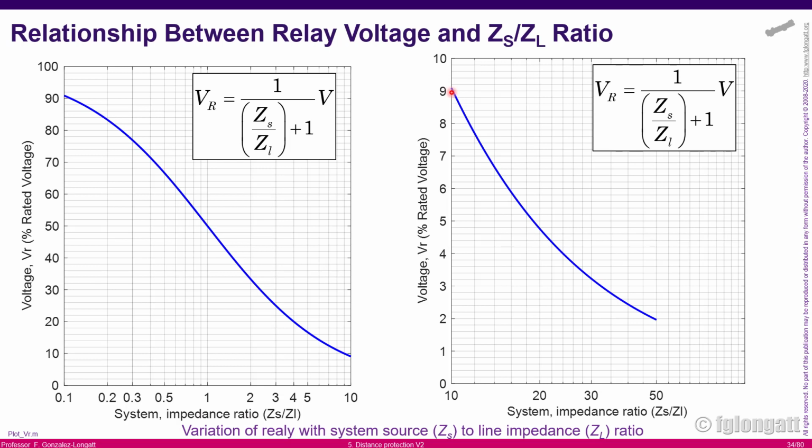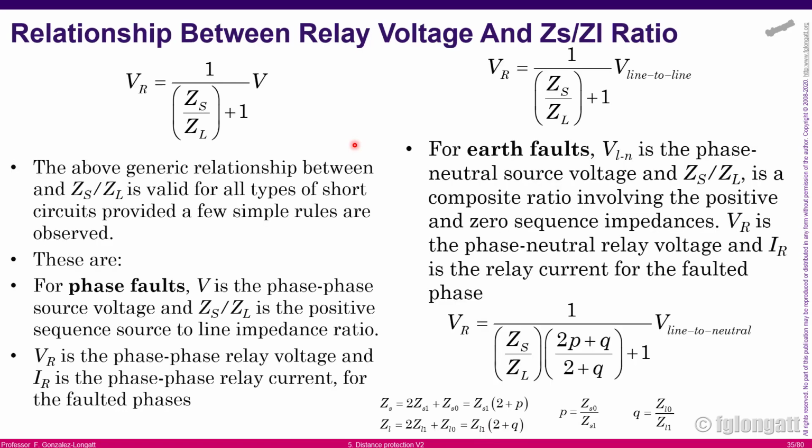What I need you to understand is that this plot over here comes from this equation. And this equation is basically defining the terminal voltage at the relay during a three-phase fault condition, okay?